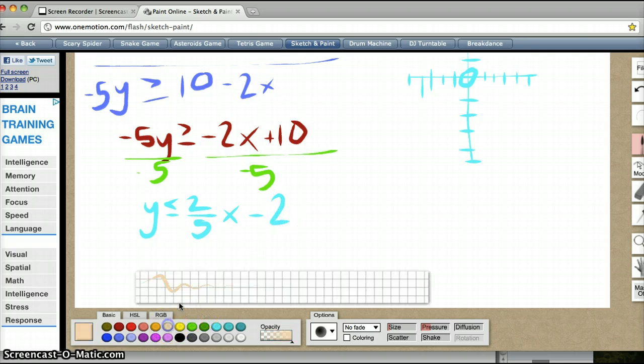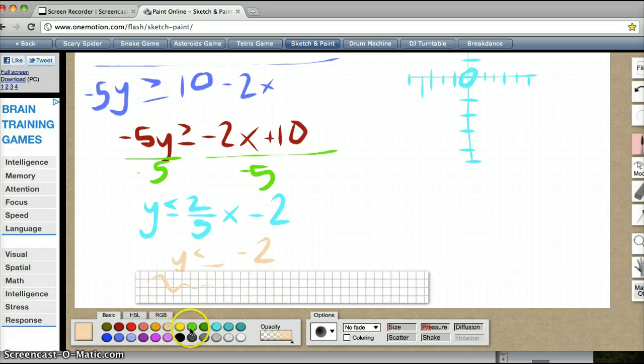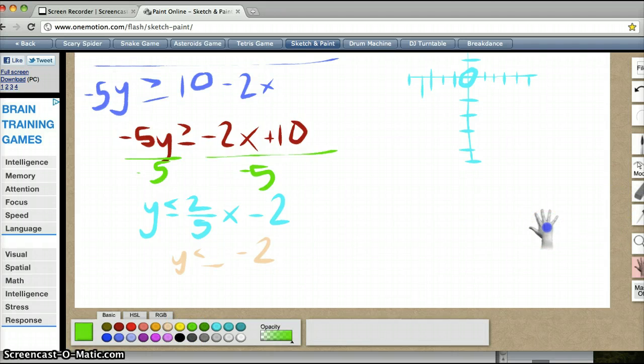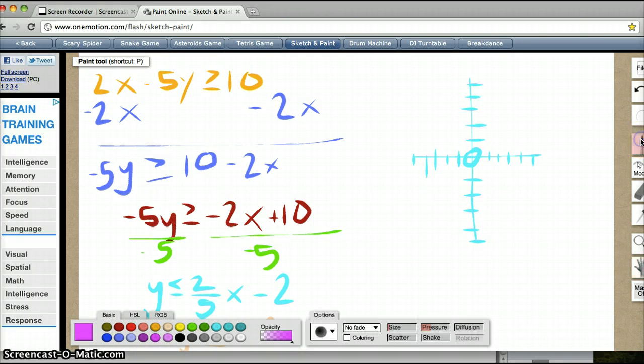Okay, and then to get just the y-intercept, we're going to plug in the 0 for x. So y is less than or equal to, and remember we plug in our 0 for x, negative 2. So negative 2 is where we're going to start, and we're going to plot our vertex. Negative 2 goes on the y-axis. Because it is less than or equal to, our line is going to be solid.